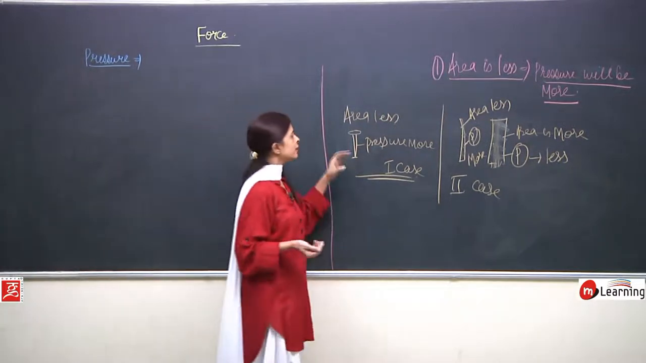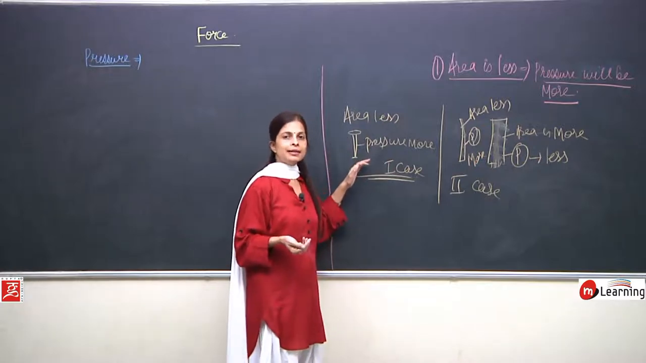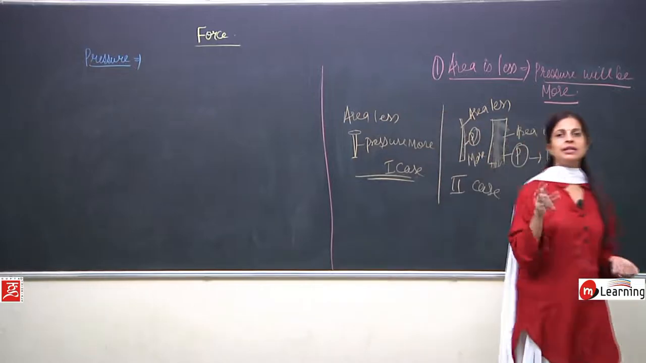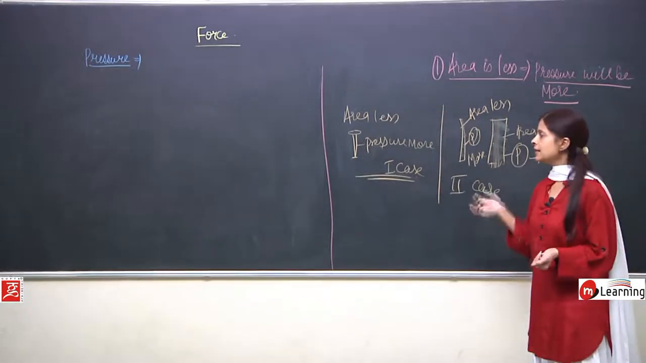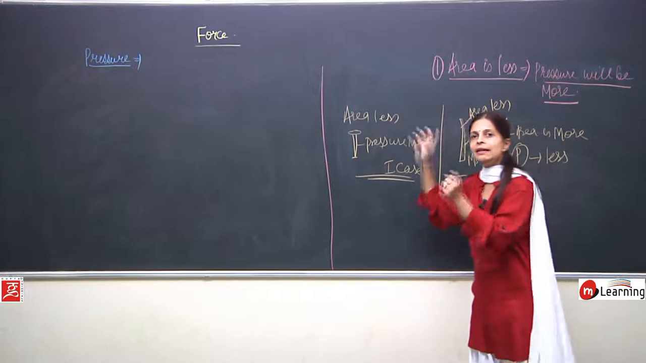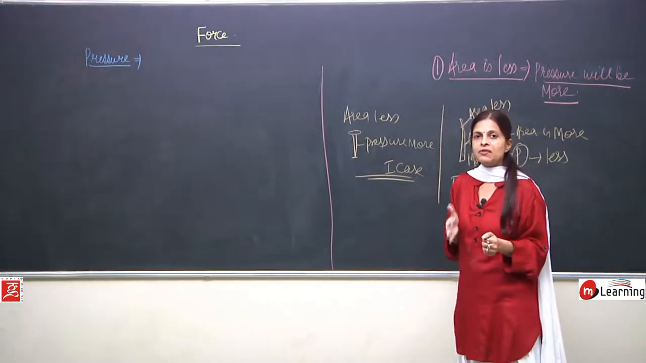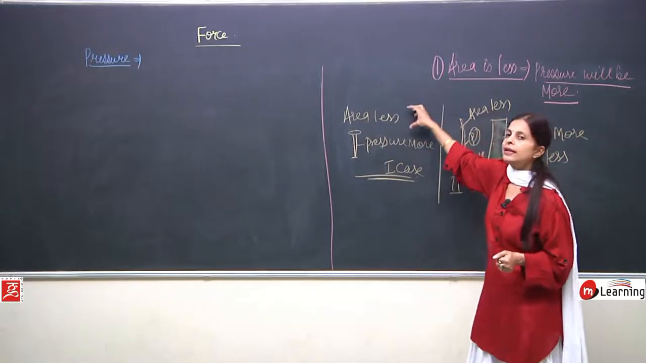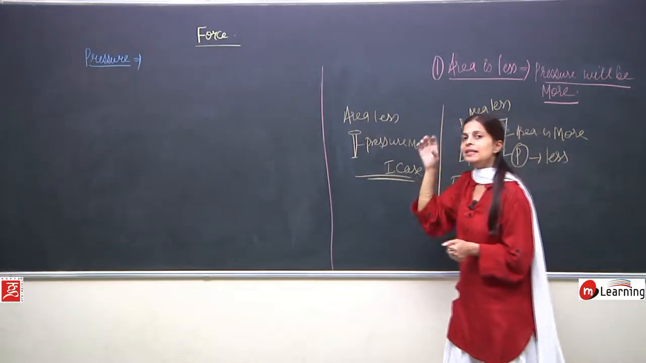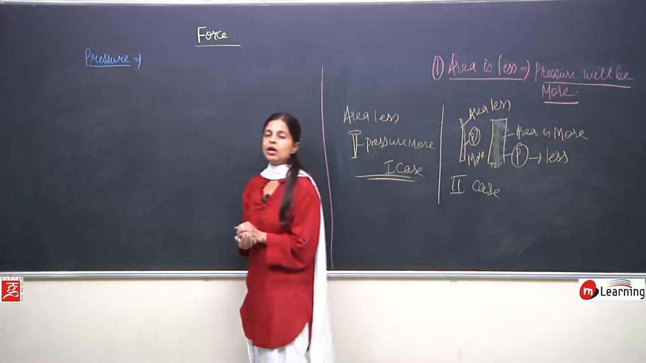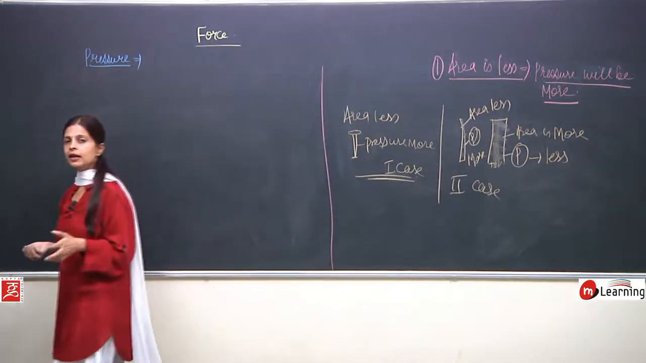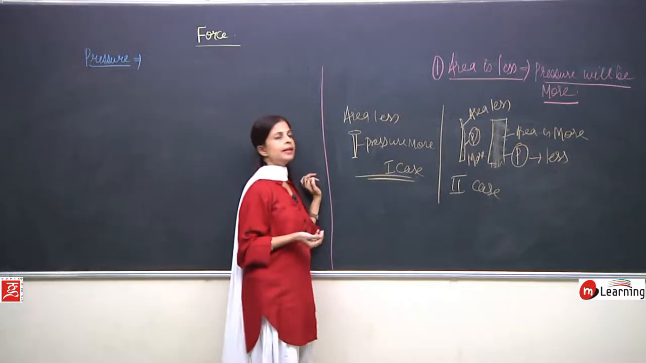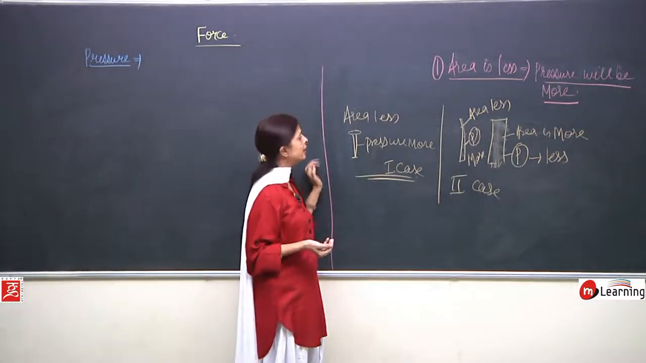Please pay attention here that these two things are in our hands, to increase the pressure or to reduce the pressure. There are both situations. Sometimes we need to increase the pressure, we need to make marks, we need to cut things. When we talk about pins, they have a very small area. Why do pins have such a small area? So that the pin can go inside. The area is less, and so the pressure is very high.